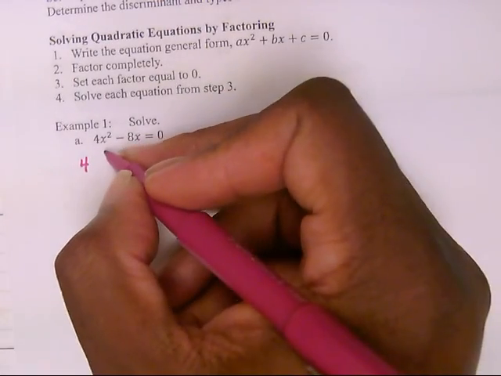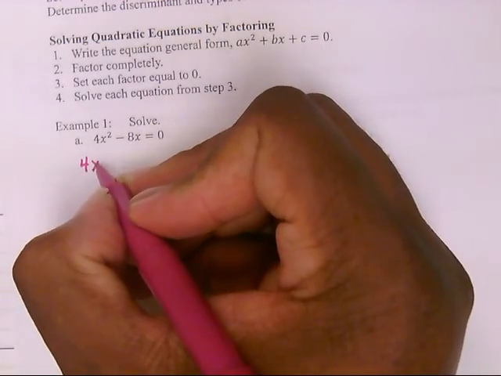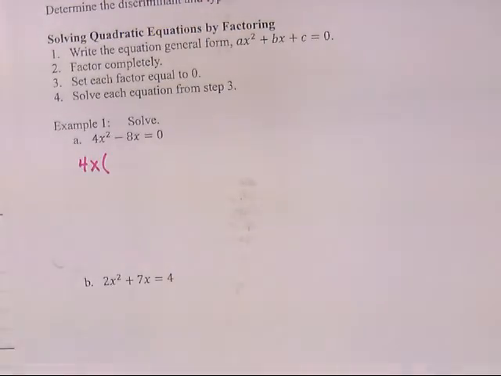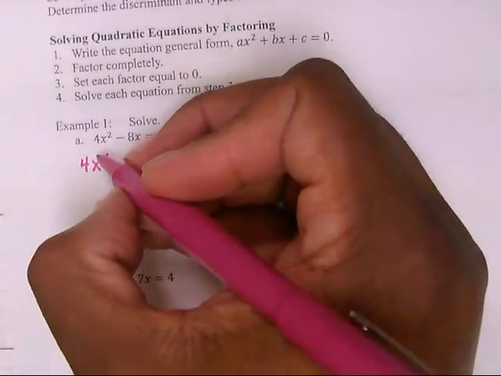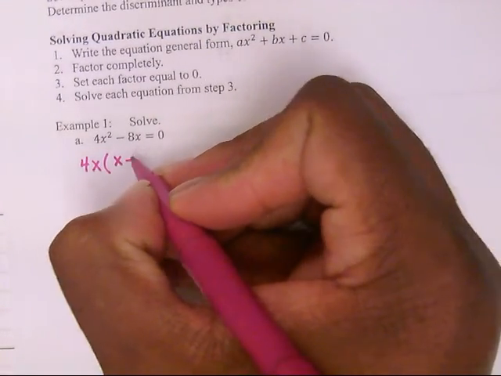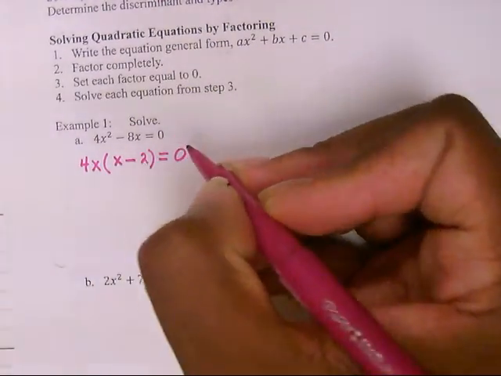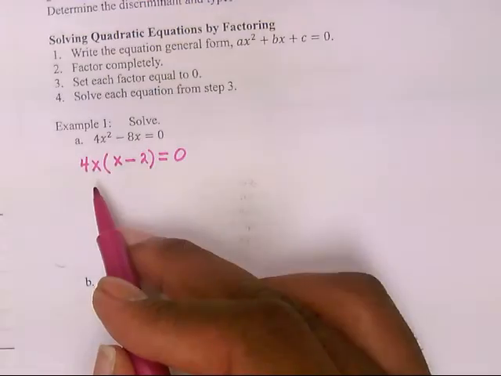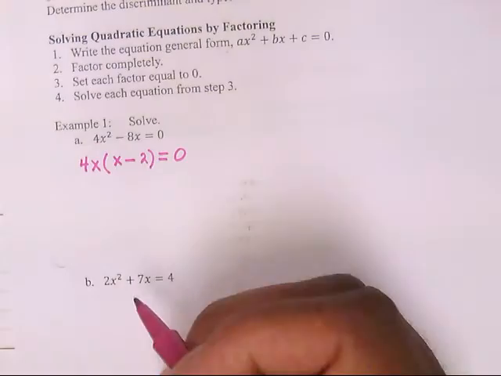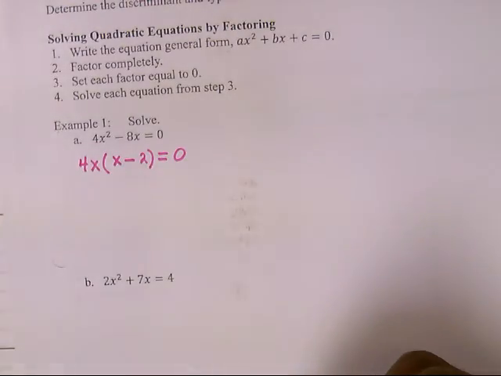Now for the x's, they have to be in both. We use the one that has the smallest exponent, in this case, the x to the 1. So 4x will be your common factor. Now to get what's inside the parentheses, we have to take 4x squared, divide that by 4x. That's going to leave me with x, minus 8x divided by 4x would be 2. Now you can check by using the distributive property. 4x times x will give you x squared. 4x times the minus 2 will give you minus 8x. So here, this will be 4x times x minus 2 equal to 0.